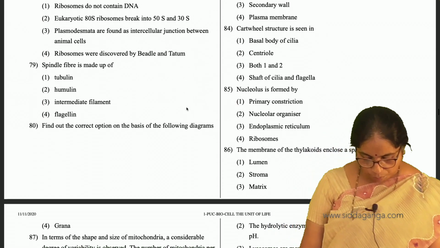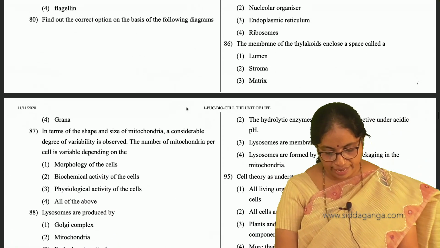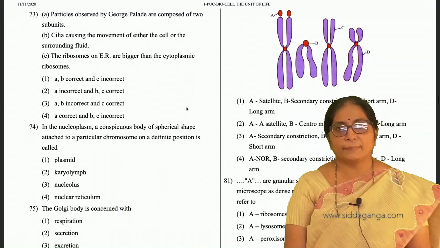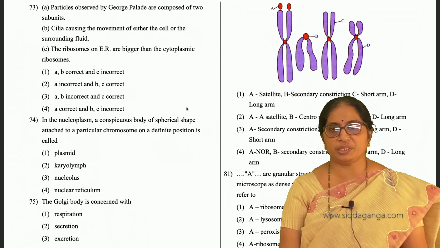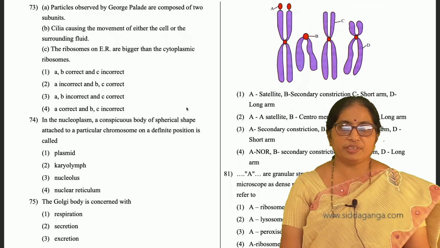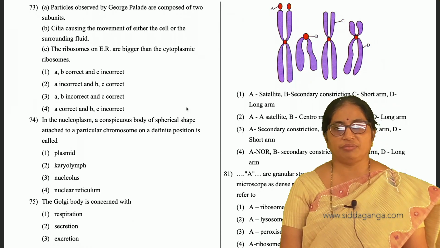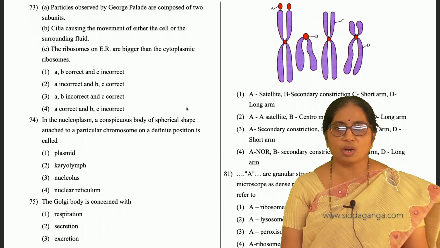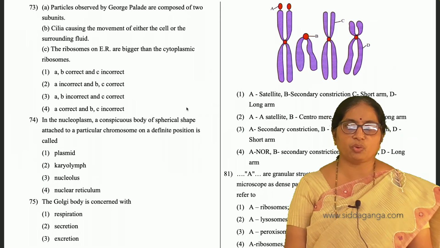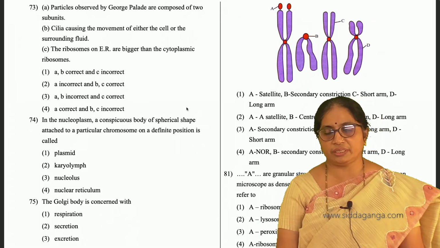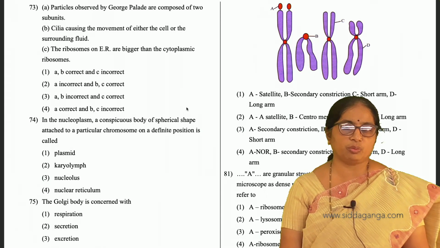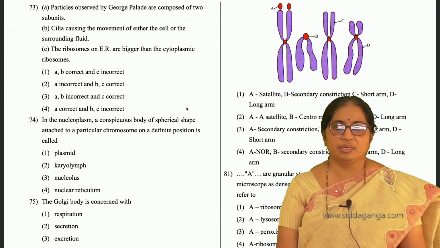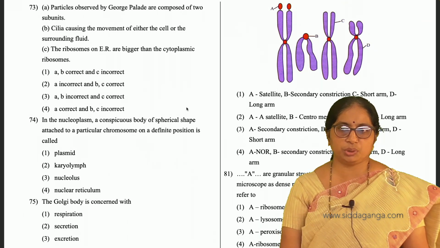Find out the correct option on the basis of the following diagrams. So there is a set of diagrams given over there, all related with the structure of the chromosome. In the first, you can see the chromosome structure, which is divided into two chromatids with arms and a central centromere, and at the top you can also see the satellite body. In the second, you see the chromatid, and in C you see the chromosome where it is acrocentric type, and D it is telocentric.